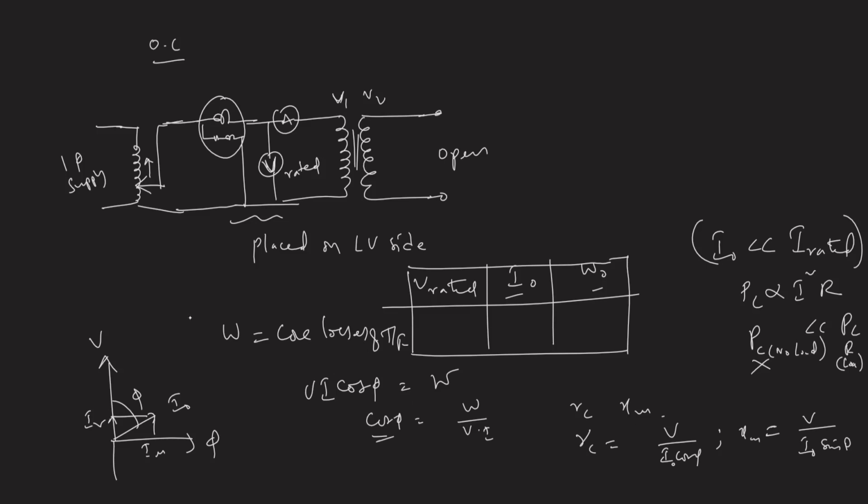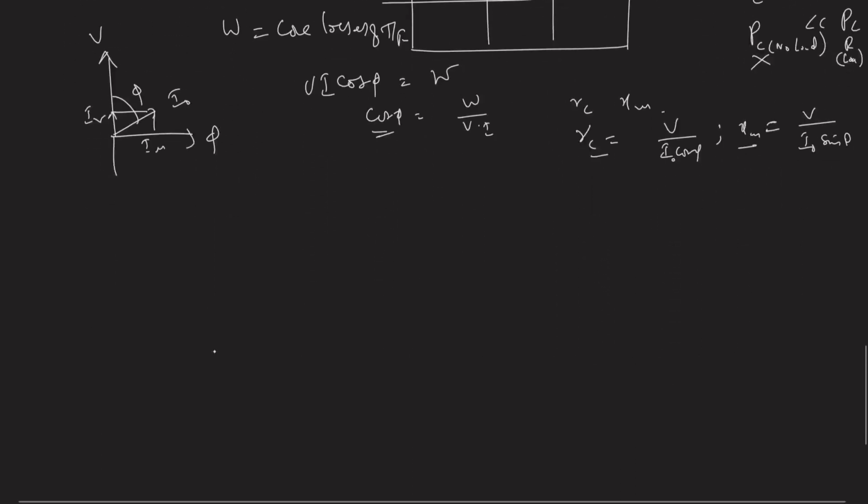And in case of short circuit, now see, these parameters RC and XM are obtained towards the low voltage side. This is the low voltage side of the transformer, so this is V1, this is V2 dash, onto the primary. This is RC and XM. Now in case of the short circuit test, the secondary is shorted.